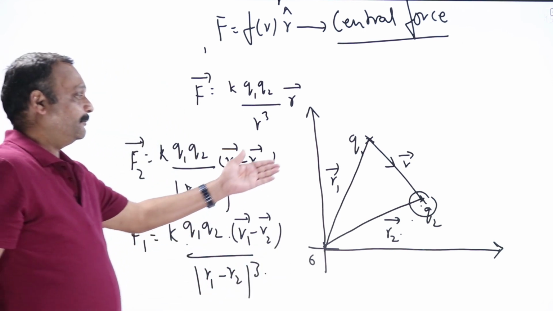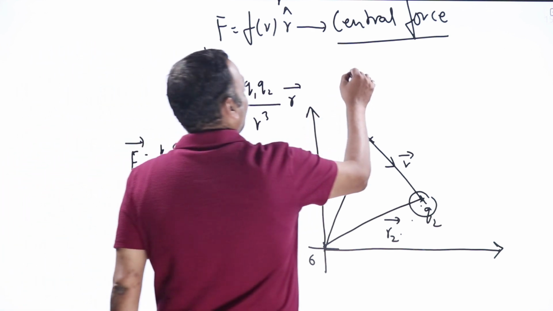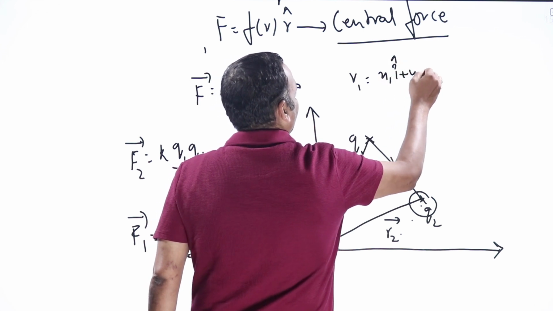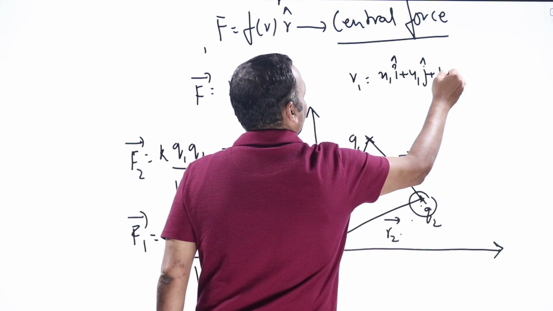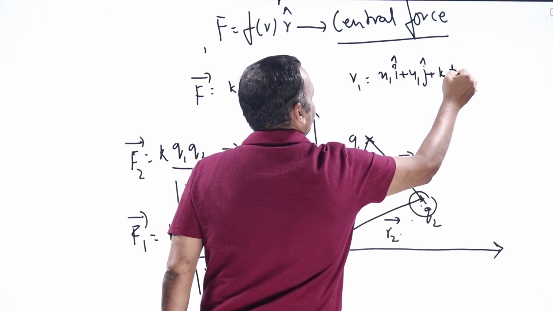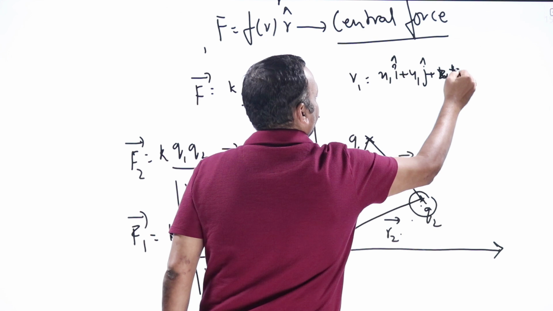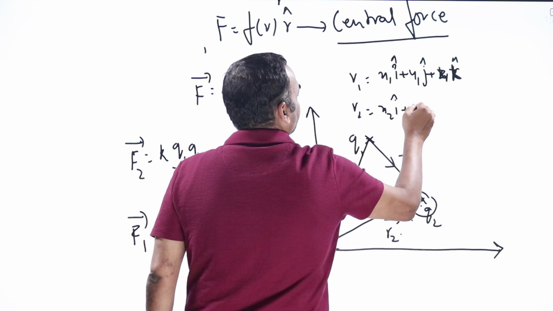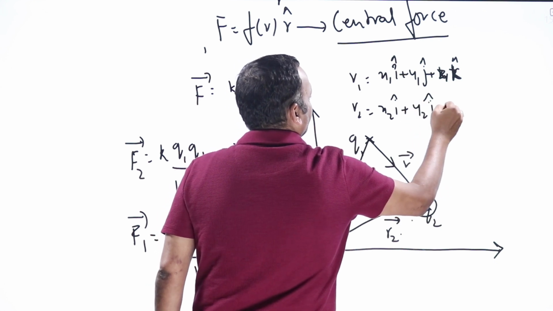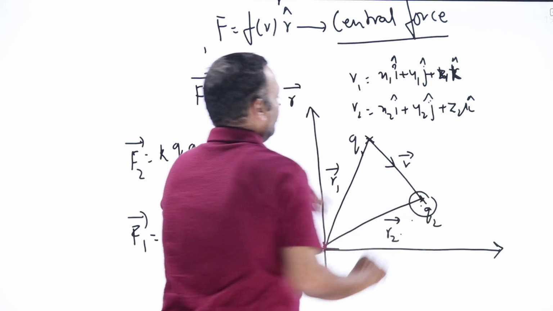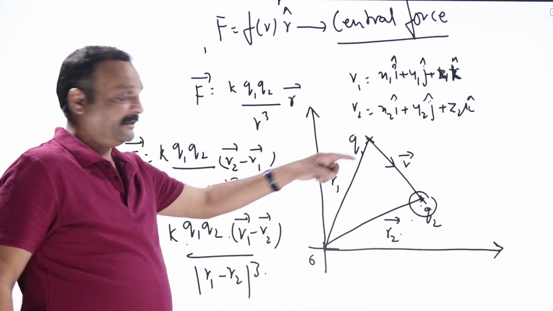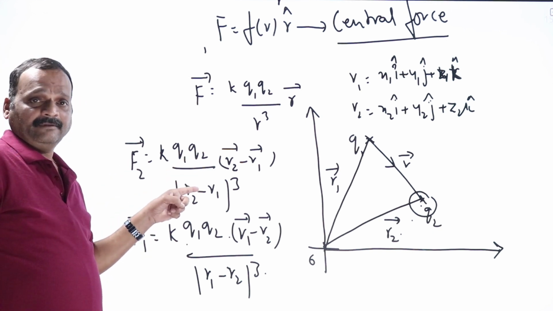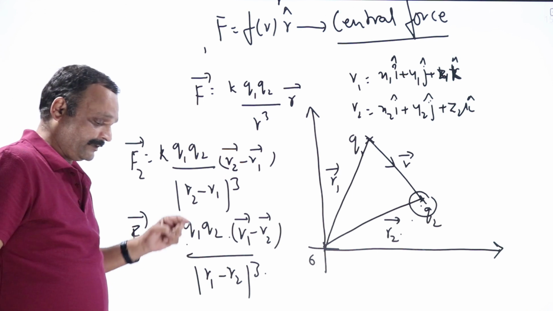Like this. What are the position vectors R1, R2 here? R1 is nothing but x1 i cap plus y1 j cap plus z1 k cap. Similarly, R2 will be equal to x2 i cap plus y2 j cap plus z2 k cap. If position vectors of two point charges are given like that, we will come across the force with direction from this formula.